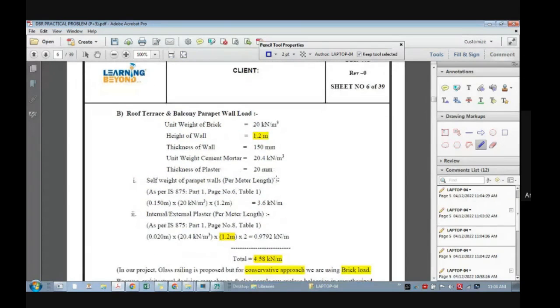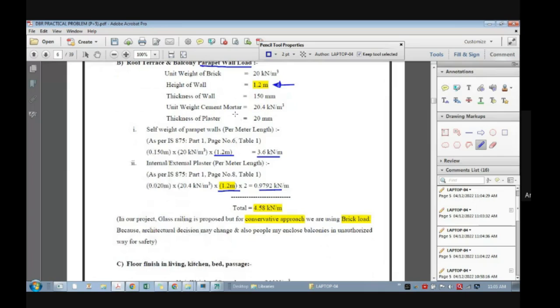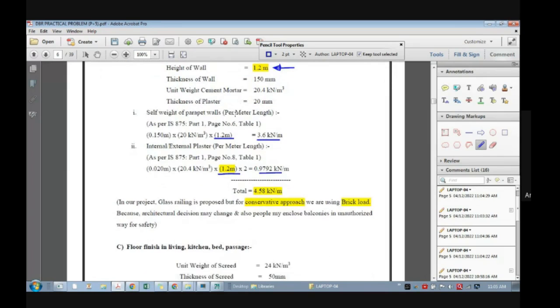Then the second part is, there are some other dead loads also, for example roof terrace and balcony. Generally we have parapet walls. They are brick walls, but the height is different. Generally the height is 1.2 meter for parapets. That means you should calculate the weight of the wall for that parapet wall here. Just change this and this value will change. Again, internal and external plaster also, you need to change here and you get the parapet wall load, including plaster. Generally it is required for terraces and balconies.